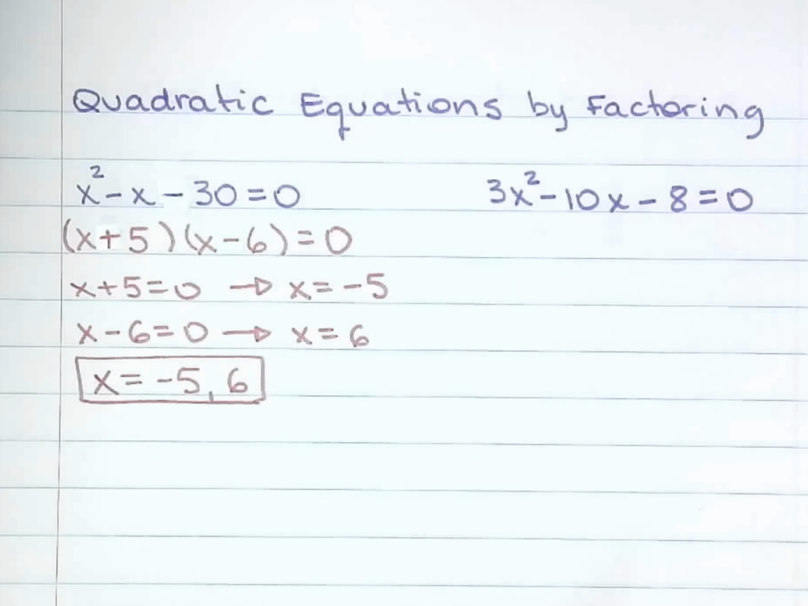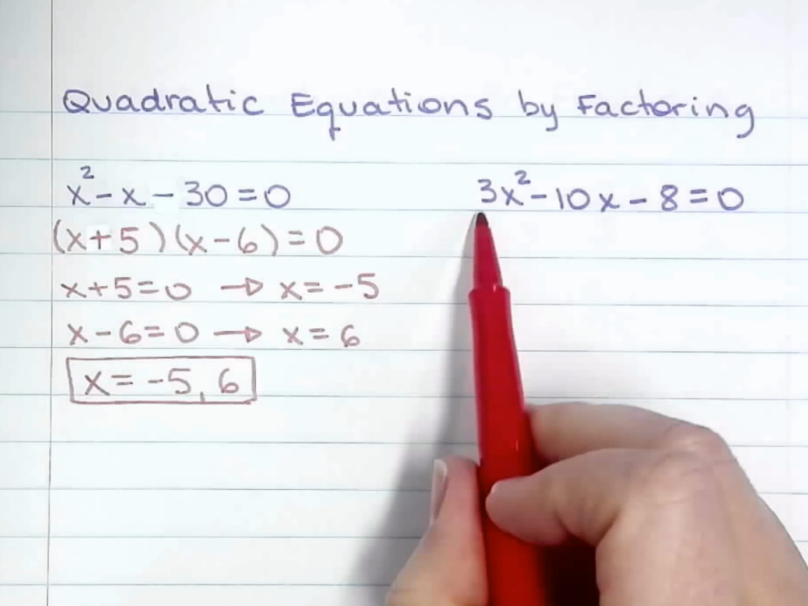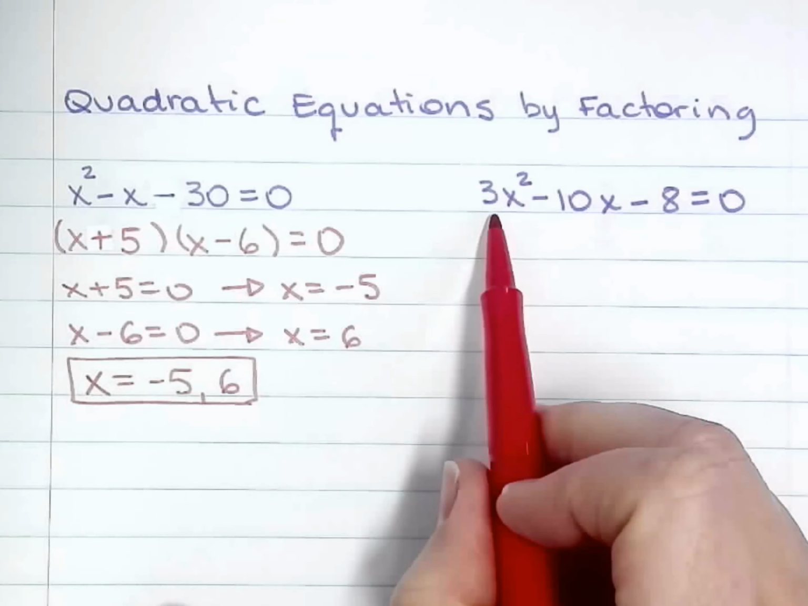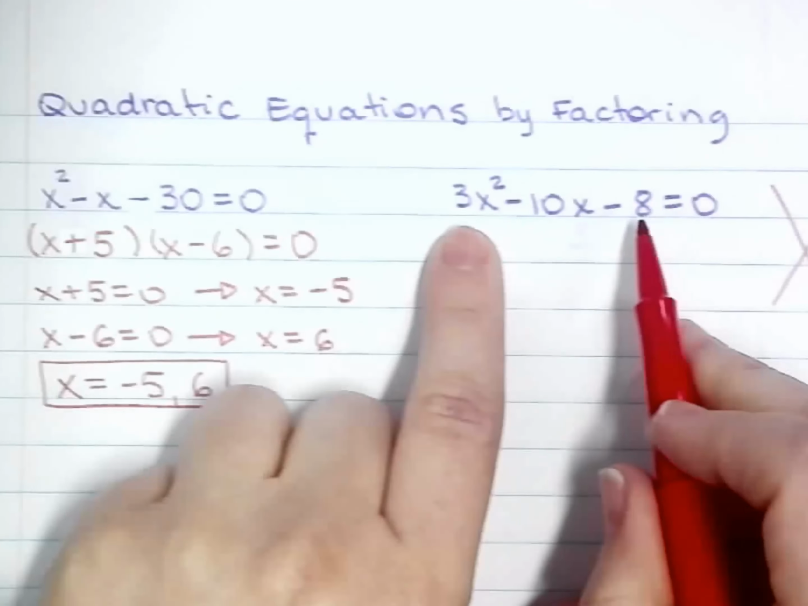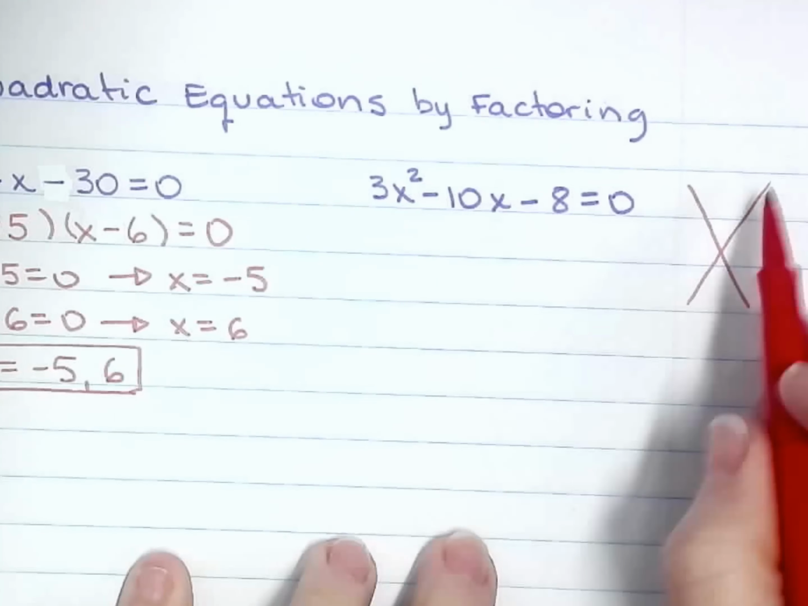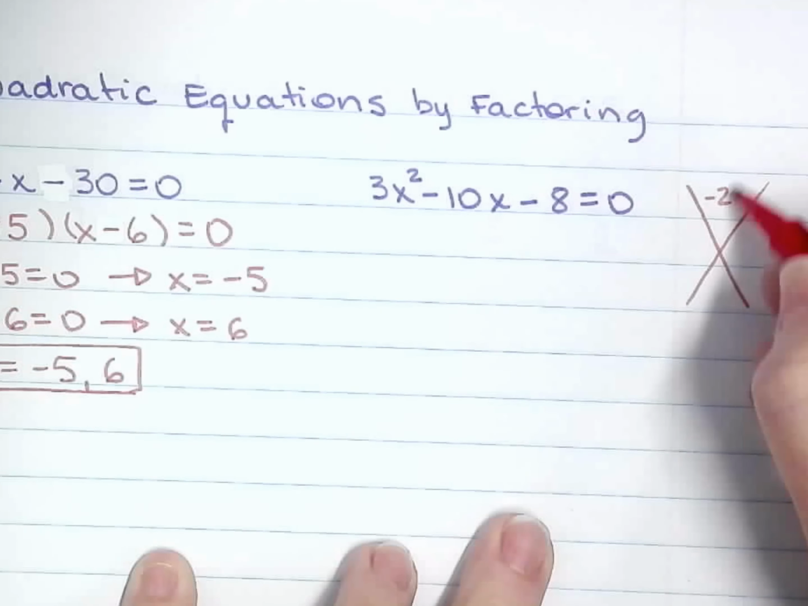So that's that one. The other one, where the leading coefficient is not 1, I'll go ahead and do the diamond here. So you're going to multiply these two, and that goes on top. So negative 24 goes on top.